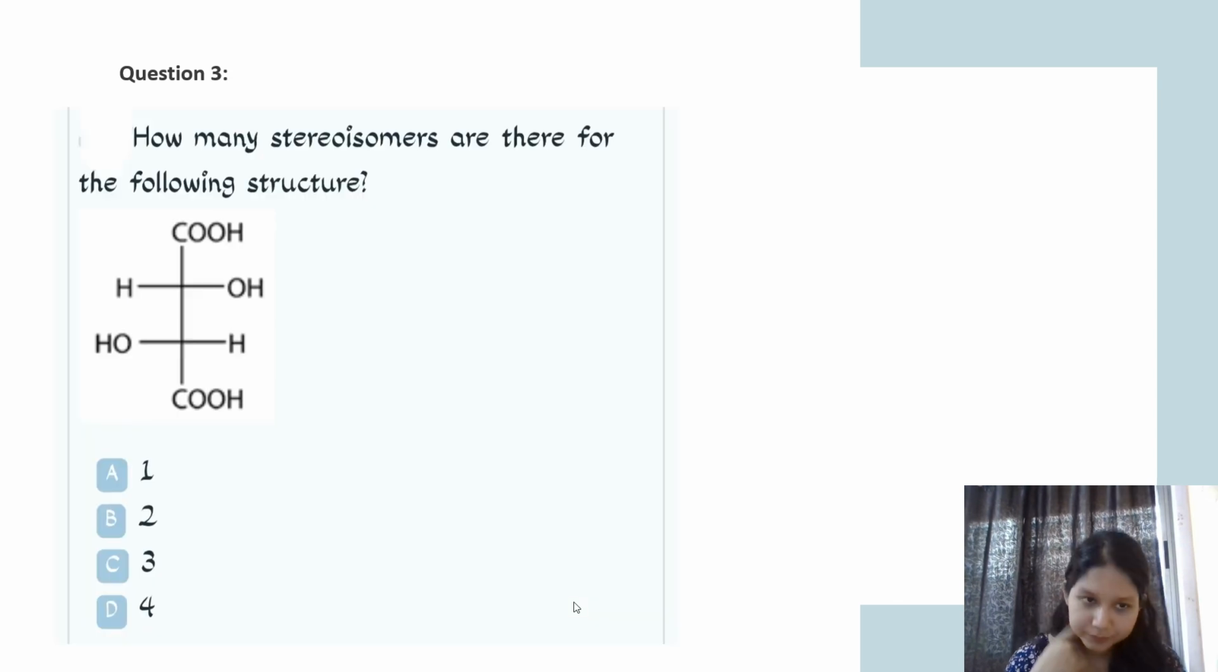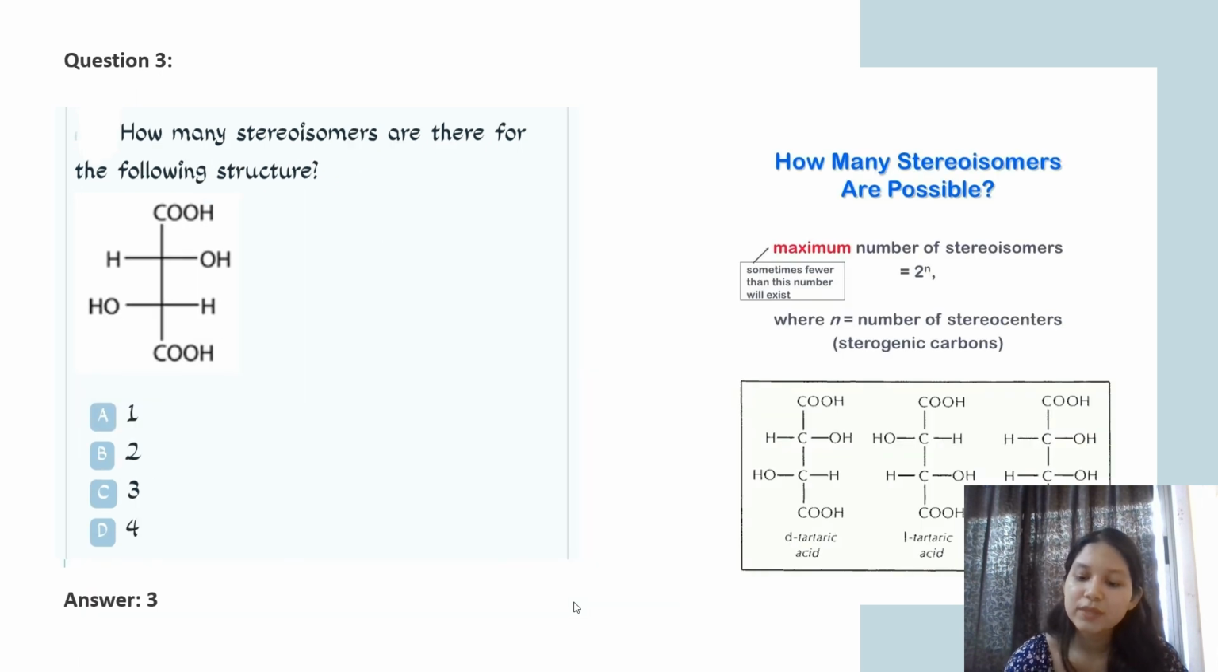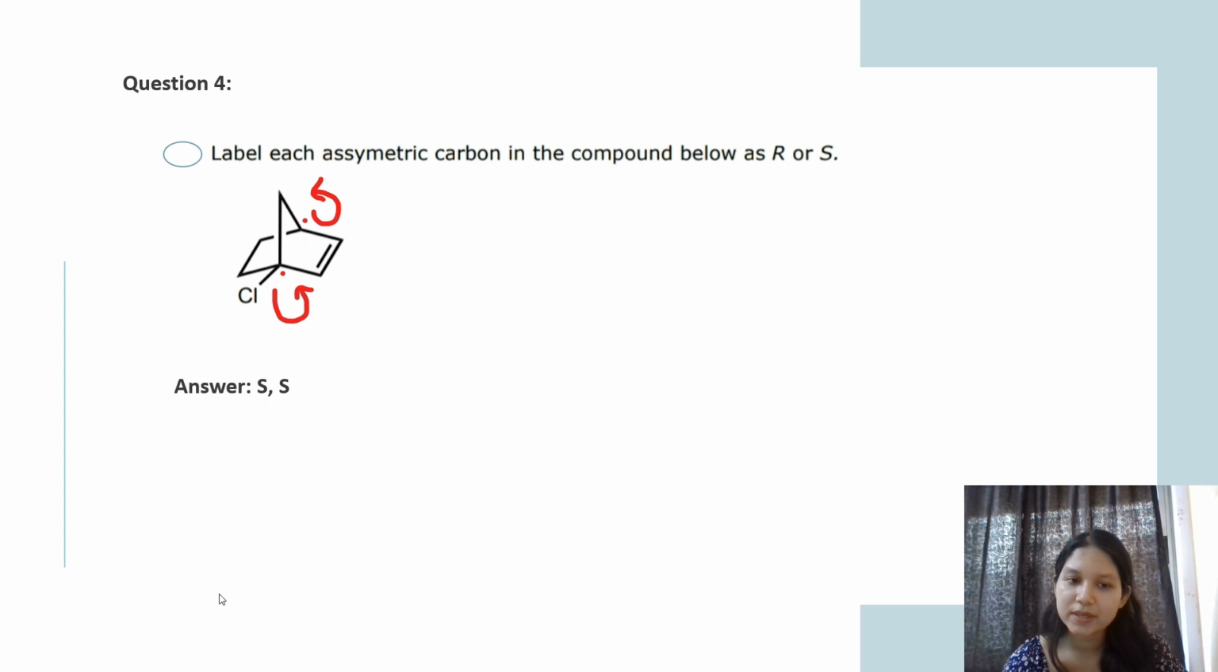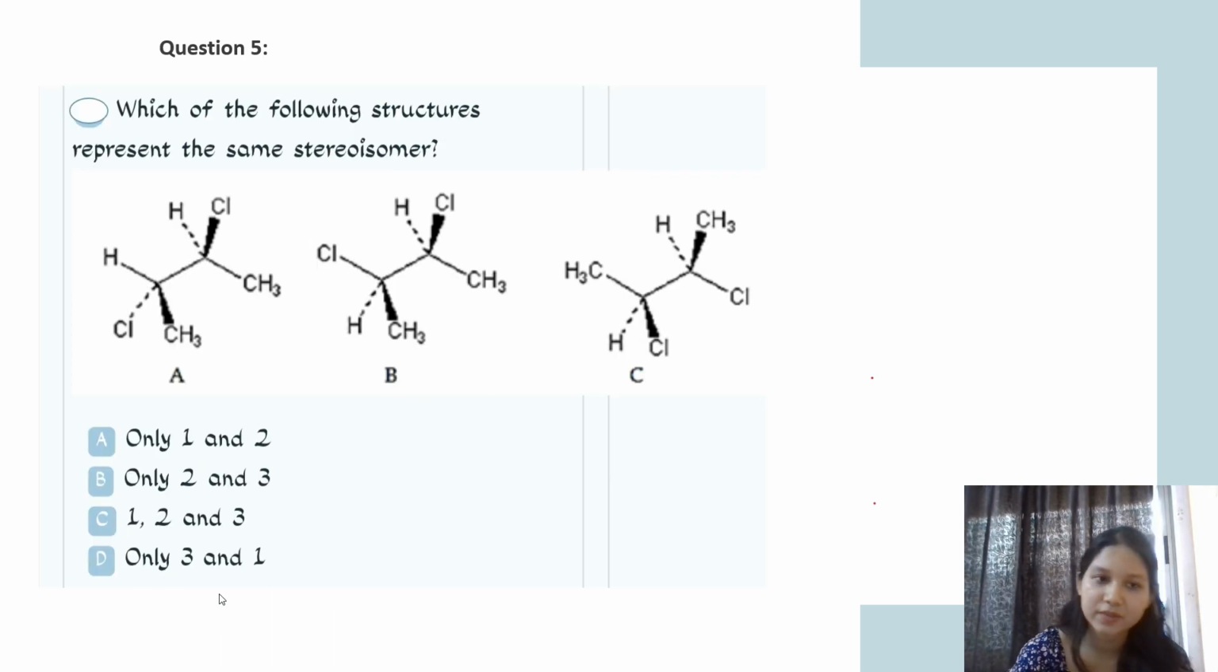Then we solved the number of stereoisomers present for the tartaric acid molecule given, and we saw that although according to the 2 to the power n formula we found that it must have 4 stereoisomers possible, 2 of the stereoisomers were identical compounds, so we saw that the number of stereoisomers possible was option C, that is 3. In question 4, we had to label each asymmetric carbon in the compound, and we saw that both the stereogenic centers present in this compound were having S configuration.